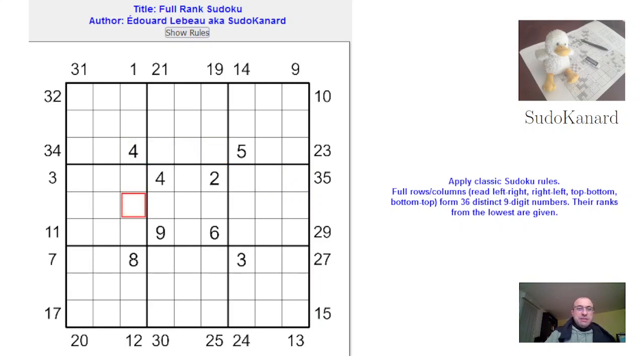So let's begin. Something that has to be understood is that among the 36 numbers, 4 of them begin with a 1, 4 of them begin with a 2, 4 of them begin with a 3, and so on. So the numbers 1, 2, 3, and 4 begin with a 1. 5, 6, 7, and 8 begin with a 2. 9, 10, 11, and 12 begin with a 3. 13, 14, 15, and 16 begin with a 4.